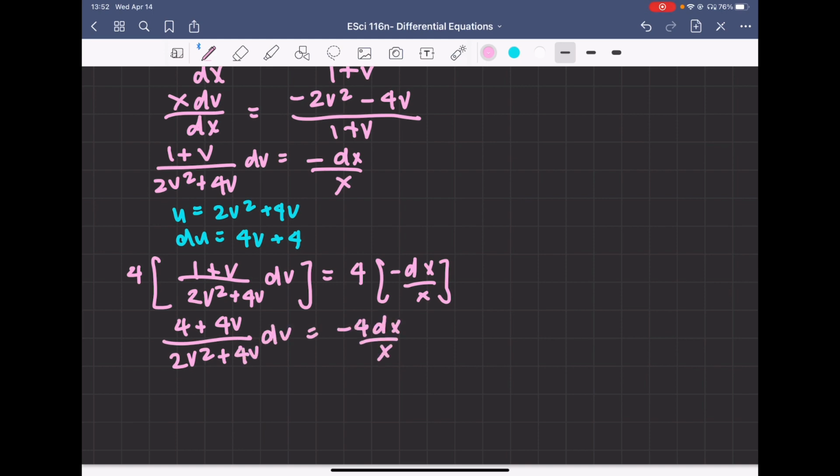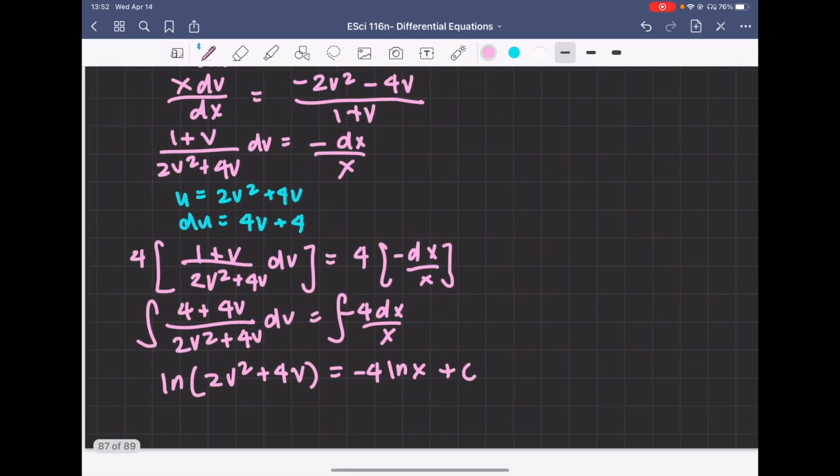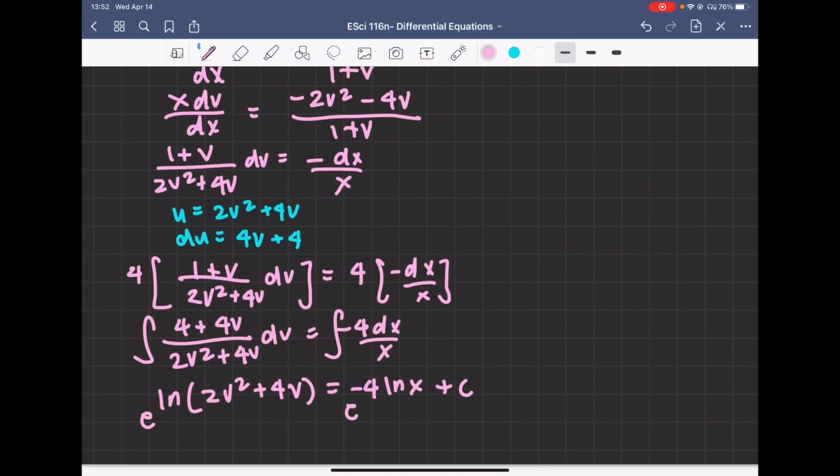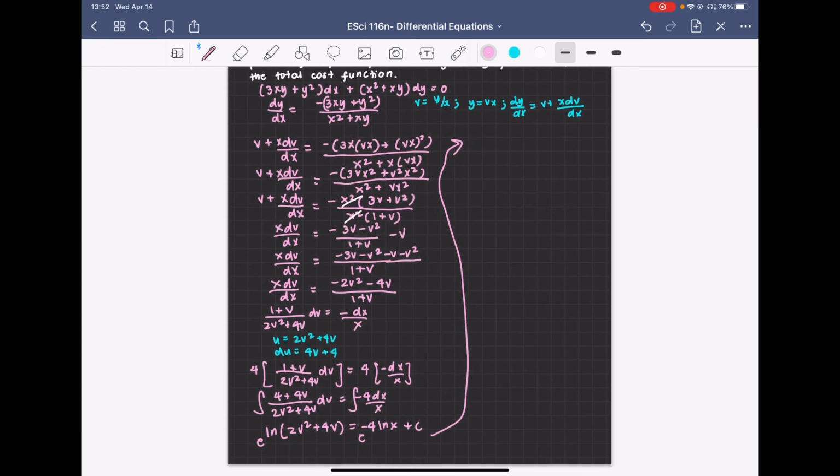And integrate both sides, we get ln of 2v squared plus 4v is equals to negative 4 ln x plus c. And using both of the terms as exponent for the e so that we can get rid of our ln. Let's just continue here. So that is 2v squared plus 4v is equals to c times x raised to the power of negative 4.